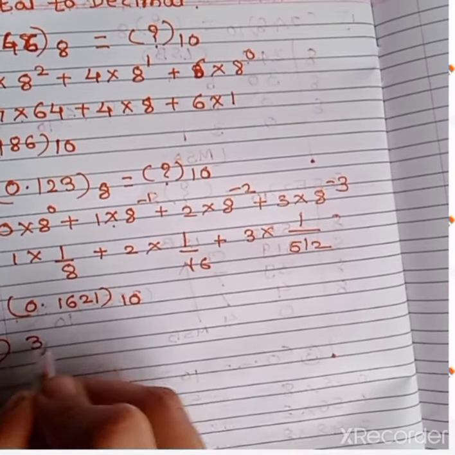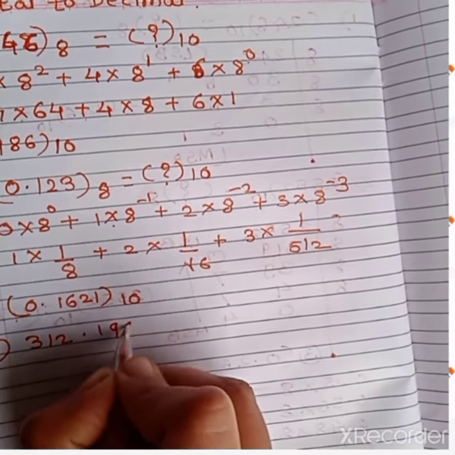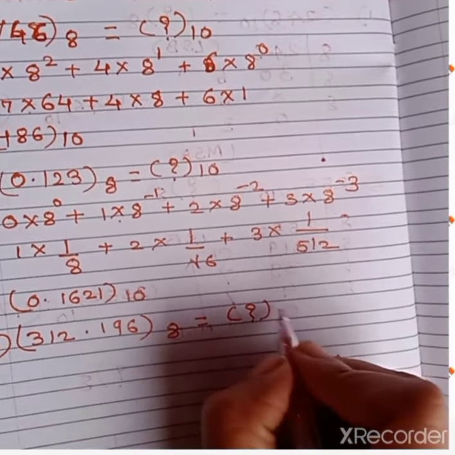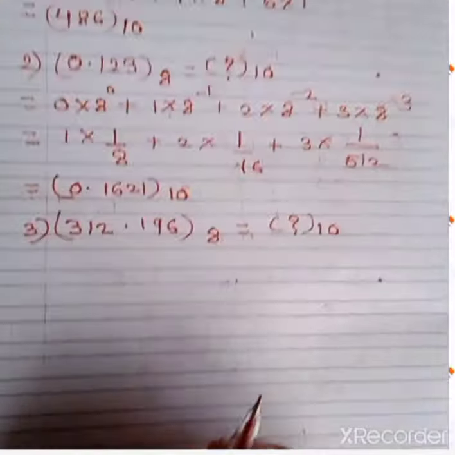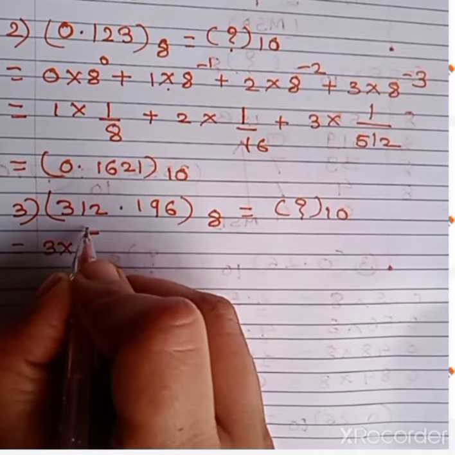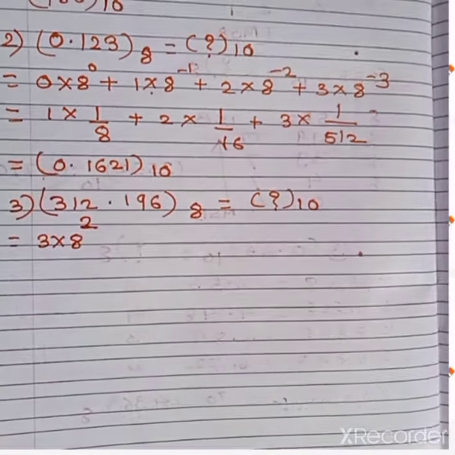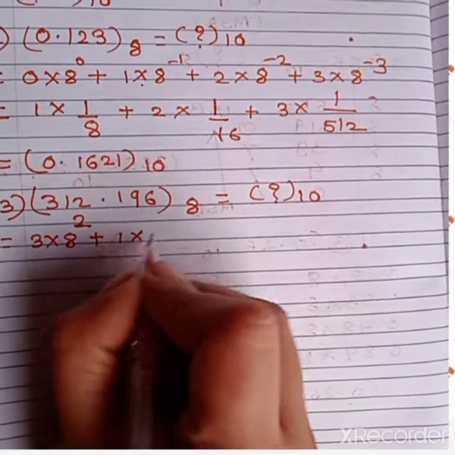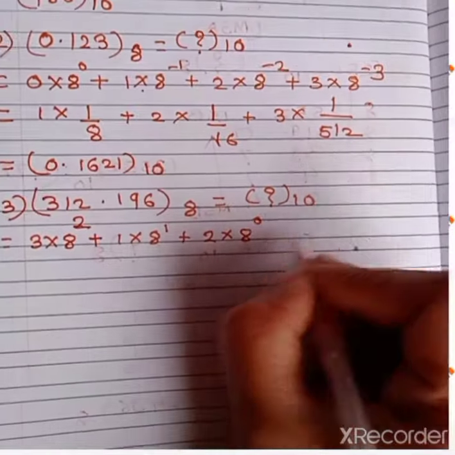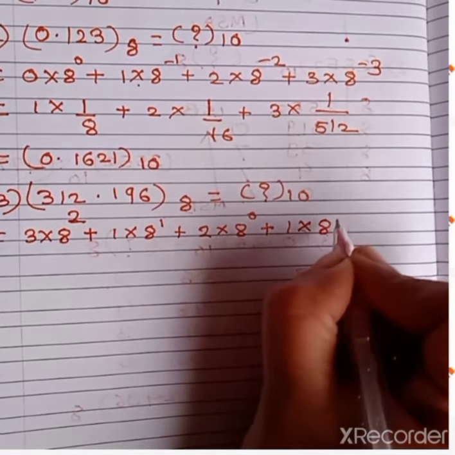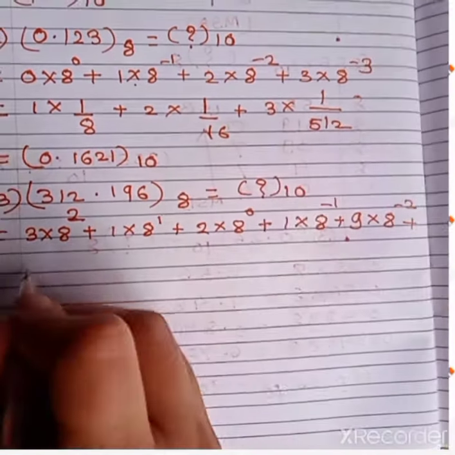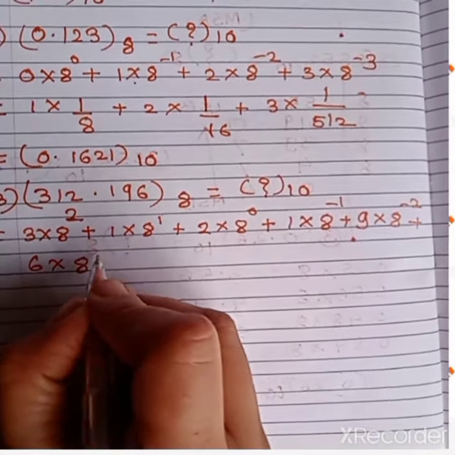Third example, 312.196 to the base 8. We have to find out the decimal equivalent. So 3 into 8 raised to 2, 1 into 8 raised to 1 plus 2 into 8 raised to 0 plus 1 into 8 raised to minus 1 plus 9 into 8 raised to minus 2 plus 6 into 8 raised to minus 3.